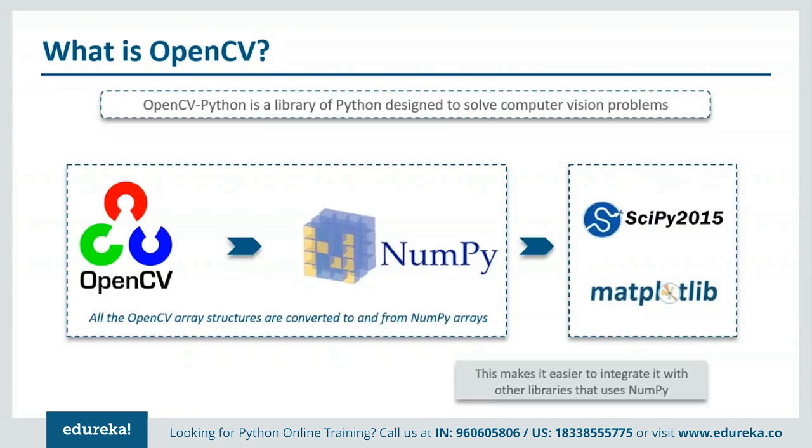And this makes it easier to integrate it with other libraries that use NumPy, for example, SciPy and Matplotlib. Understand that all the images will be first converted to a NumPy array. So that's how OpenCV works. Since we saw that the computer will first convert the image to a matrix, in this case, it will convert it into a NumPy matrix or a NumPy array, you can say.